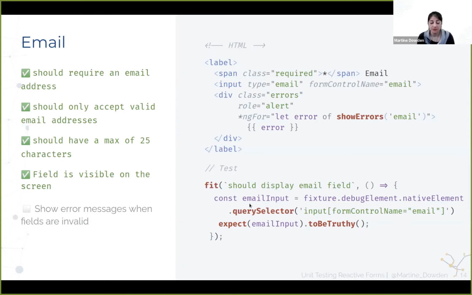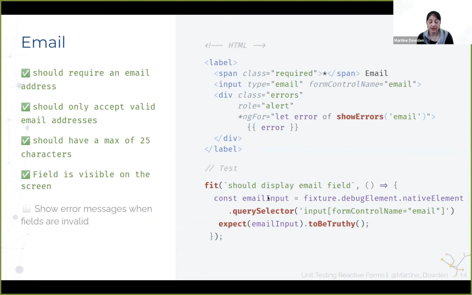So in this case, I'm using query selector, which allows me to select any element using the same kind of queries you would use in CSS. I'm saying I want you to find an input that has a form control name of email. Here's my input, and it's going to have a form control name of email. If I had two of these on the screen, query selector would find the first one and stop, and that's what it would return. So it's going to find the first element in my component that matches this query.